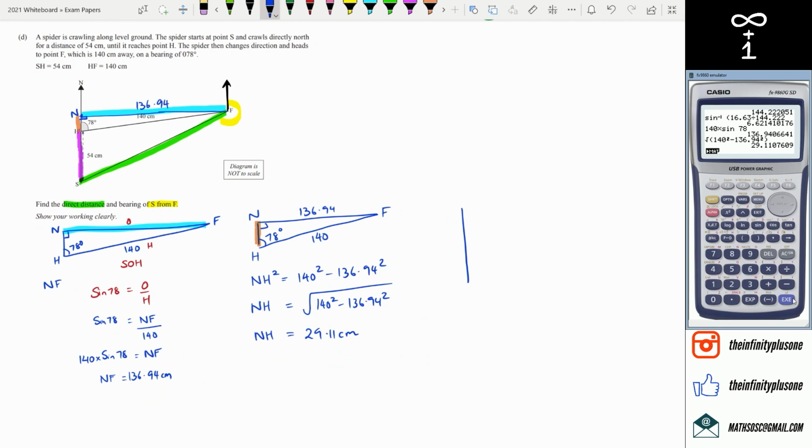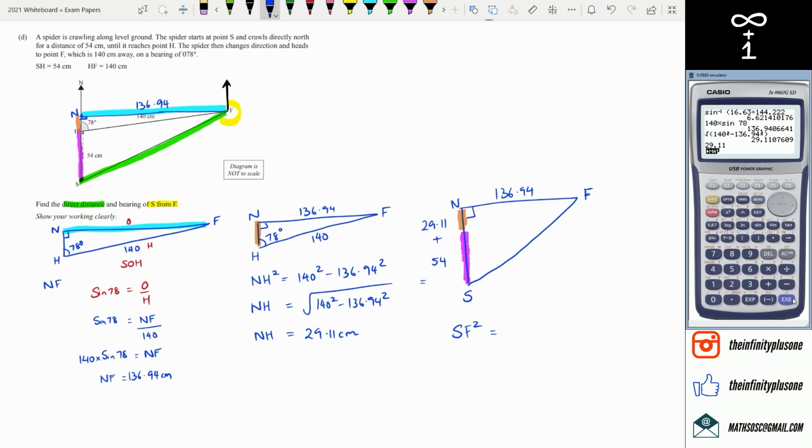With that in mind, I can work out the green part. If you think about my big triangle there, I've got 136.94, which is NF, then I've got S at the bottom. The pink part is up to there, which is worth 54. The orange part, up to there, was worth 29.11. So 29.11 plus 54, and then SF is another Pythagoras. I'll write down 29.11 plus 54 first, so that's 83.11.